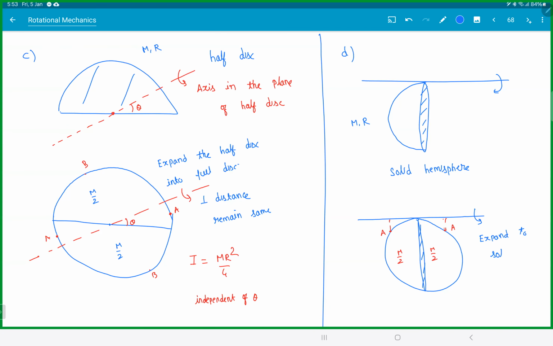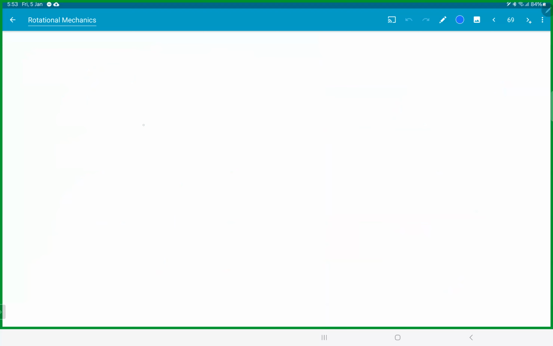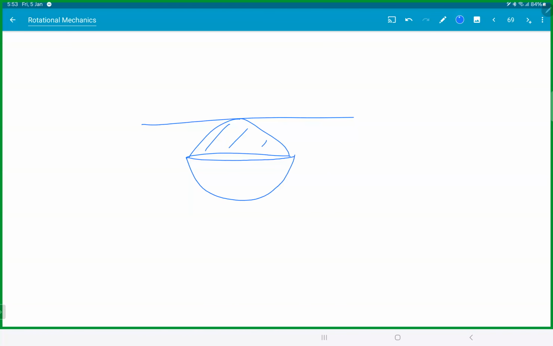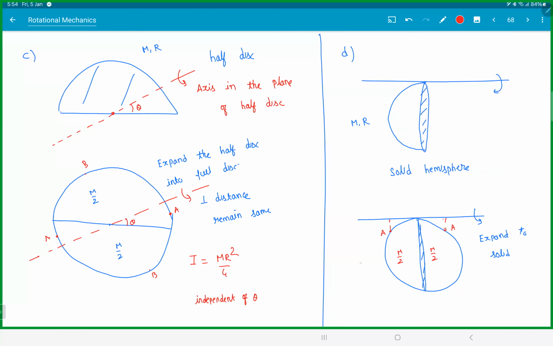Now you have to be careful. You can't do this every time for everything. For example, can I do the same thing for this guy? If I had kept the solid sphere like this, can I do it for this? Because if I expand like this, did you observe what you did? This point and this point, is the distance the same? So you can't do it for this. So when you expand the disk or whatever, you have to make sure the perpendicular distances don't change. As long as you satisfy that condition, we don't have a problem.